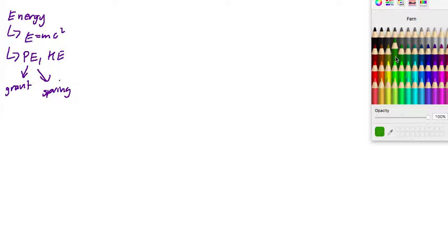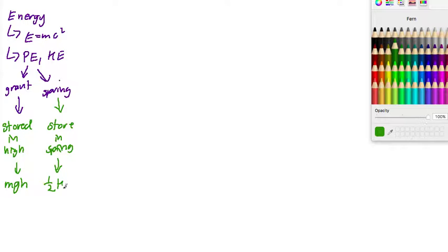So, for example, the gravitational potential energy is usually stored in heights. And I'll give you a brief example soon. And the formula for this is mgh. So pretty much the force of gravity times the height. The spring potential is stored in a spring when the spring is compressed or stretched, and the formula is 1/2 kx squared.